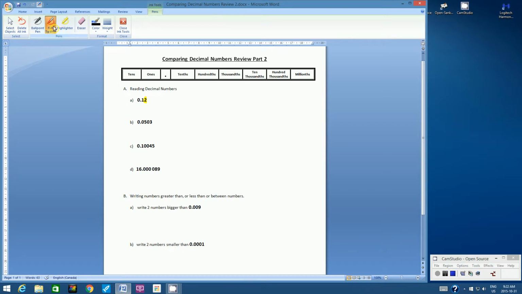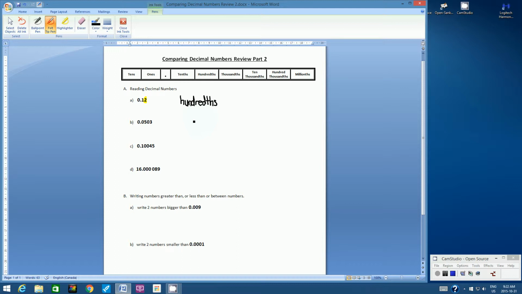So what you're going to do is identify what place value column that number is in. So this 2 would be in the hundredths column. Once you've identified that, you just write down, this is the second half of your answer. So let's write down hundredths.